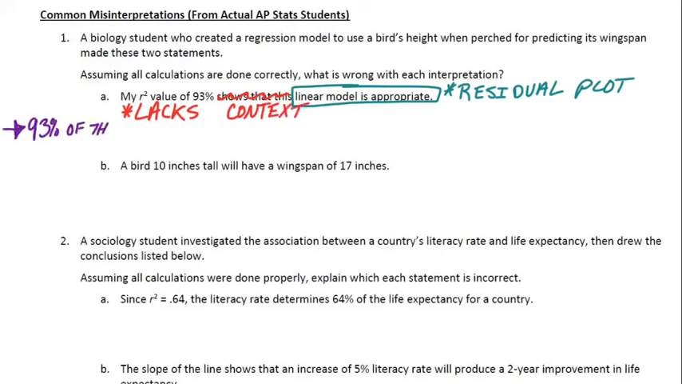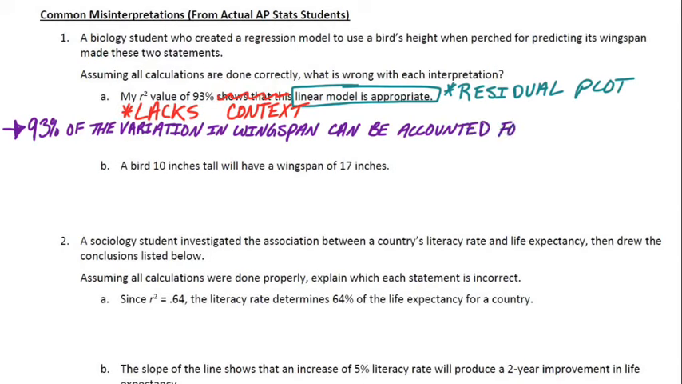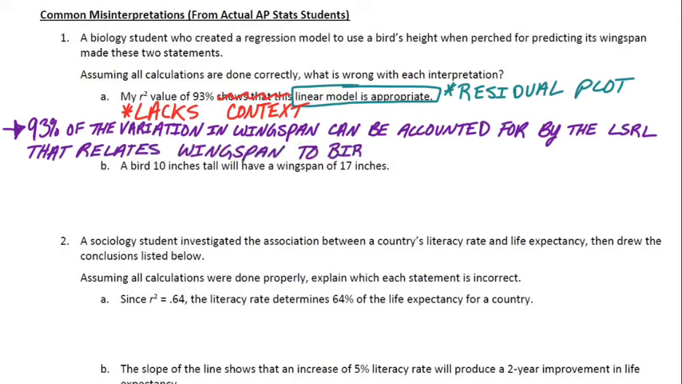So a correct interpretation, if the R-squared value was really 93%, we should say 93% of the variation in wingspan, the thing that the model predicts, can be accounted for by the LSRL that relates wingspan to the bird's height. So that follows the same approach we always use for R-squared as far as using context. So that would get full credit for part A.